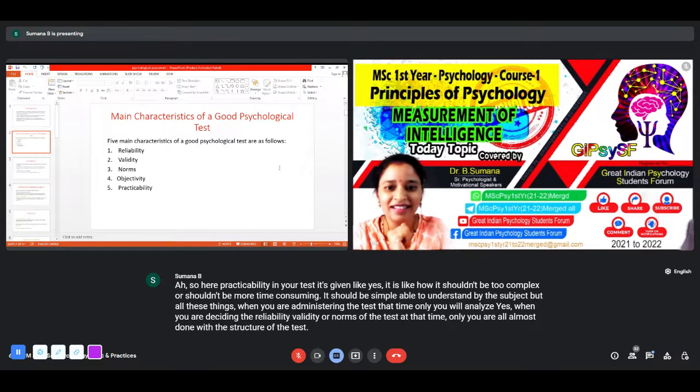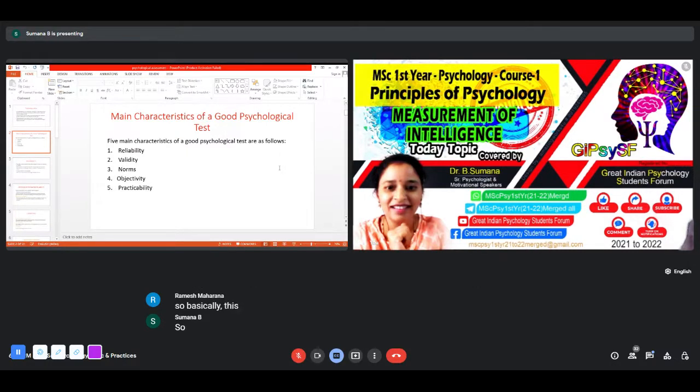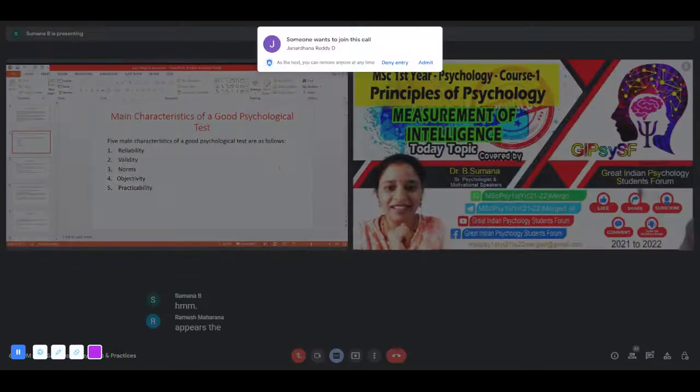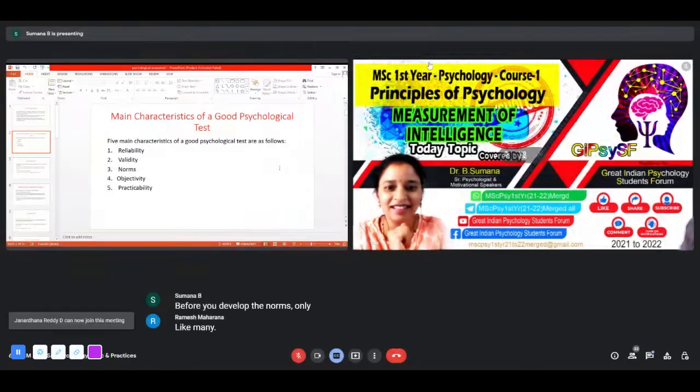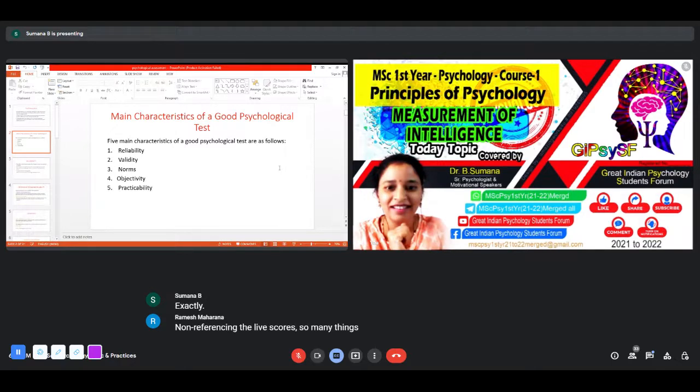Yes. So basically, of all these five qualities required for the test, it appears that norms is the more complicated issue. Before you develop the norms, you should be clear with this. Unless norms are very clear, how will you proceed? Norm reference, derived scores, so many things are available in the norms. It is important to hold on to the norms.